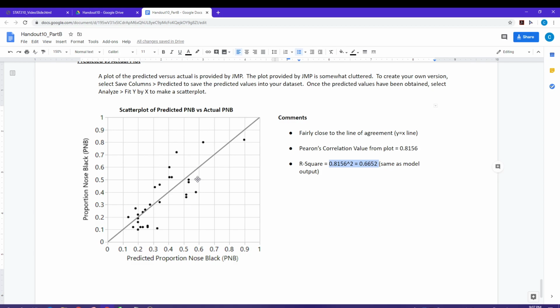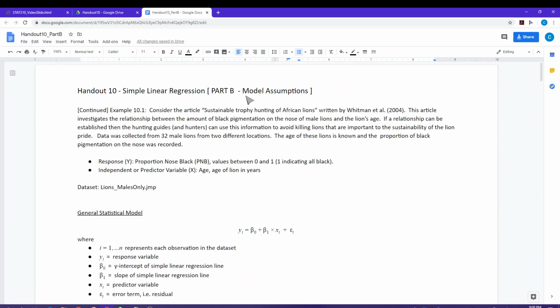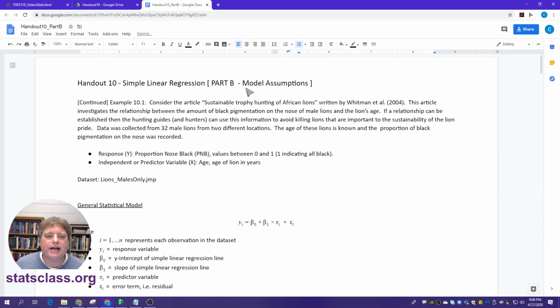If this correlation is really, really high, close to 1, then all these points are going to be really close to the line, and I'm going to have a really high R squared. If the predictions are not related to the proportion black, if the points are kind of just all over the place, then Pearson's correlation value is going to be low, and I'm going to end up with a low R squared in my model. Okay, that does it then for the model assumptions for a simple linear regression model.